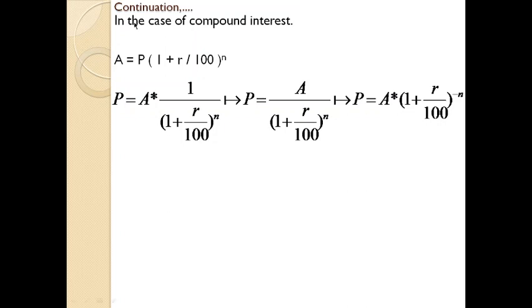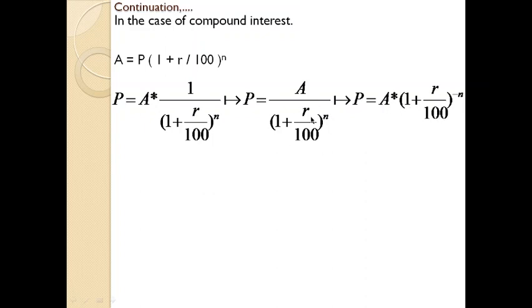This is the equation, but it can be altered in some ways so that you will finally come across the equation like this. Let's see how it is done. P equal to A into 1 divided by 1 plus R by 100 raised to N. It can be written as P equal to A divided by 1 plus R by 100 raised to N, because A into 1 becomes A. And finally P equal to A into 1 plus R by 100.